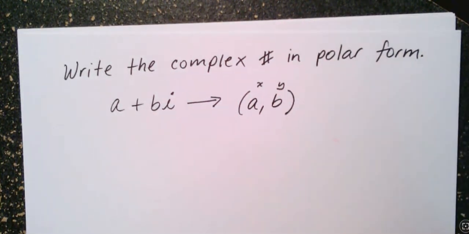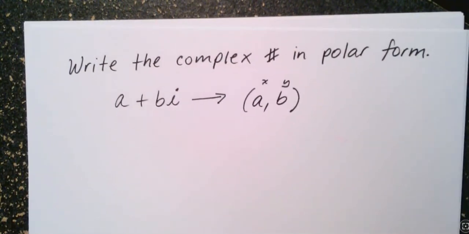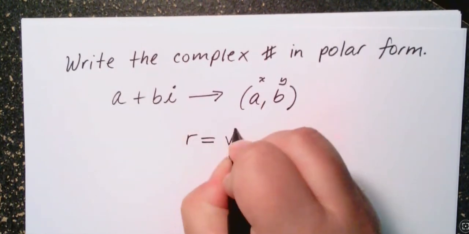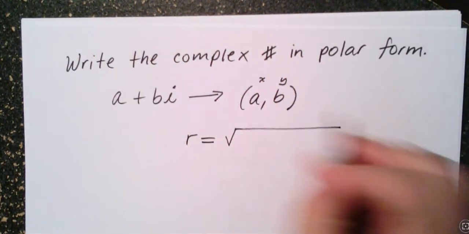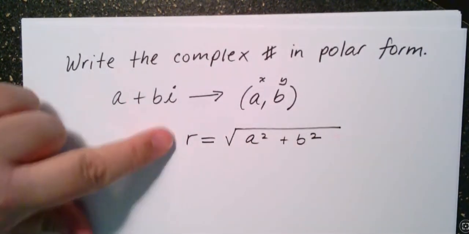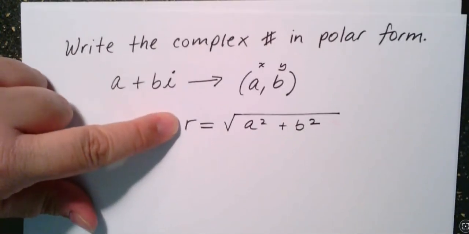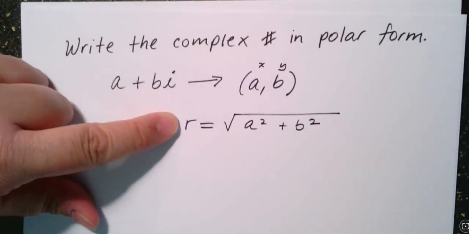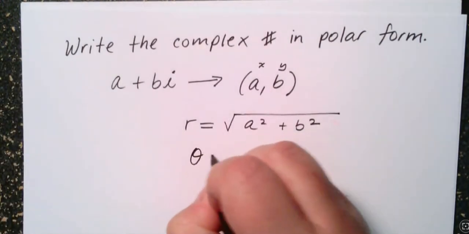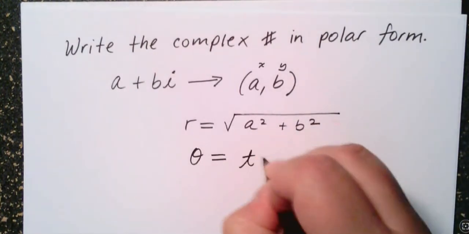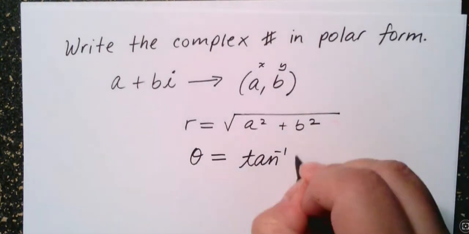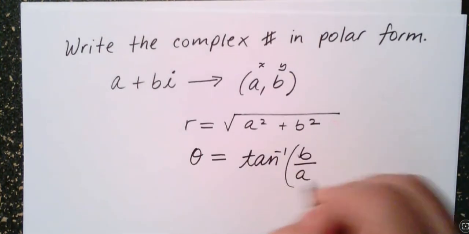So if I needed to take an (x, y) and write it in polar form, remember that r is equal to the square root of x squared plus y squared. So that would be the square root of a squared plus b squared. Again, this goes with what we just learned on the graph, because r is our radius, the distance from (0, 0) out to the point. And theta is the inverse tan of y over x, which in this case is b over a.